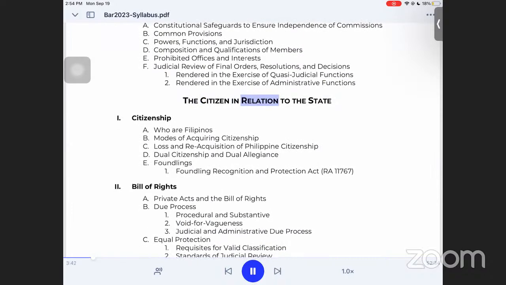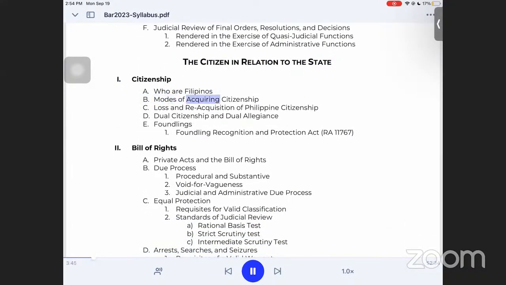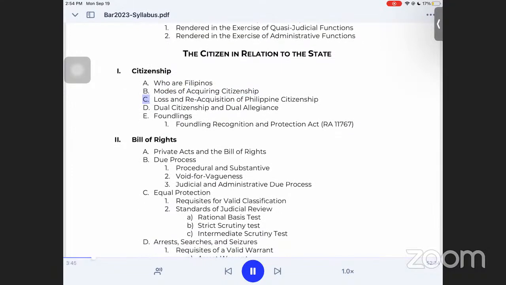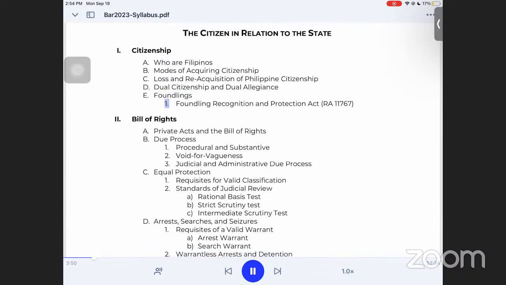The citizen in relation to the state. I. Citizenship. A. Who are Filipinos. B. Modes of acquiring citizenship. C. Loss and reacquisition of Philippine citizenship. D. Dual citizenship and dual allegiance. E. Foundlings.